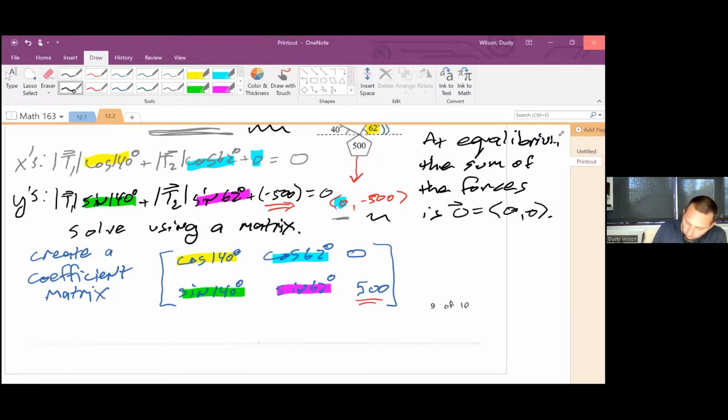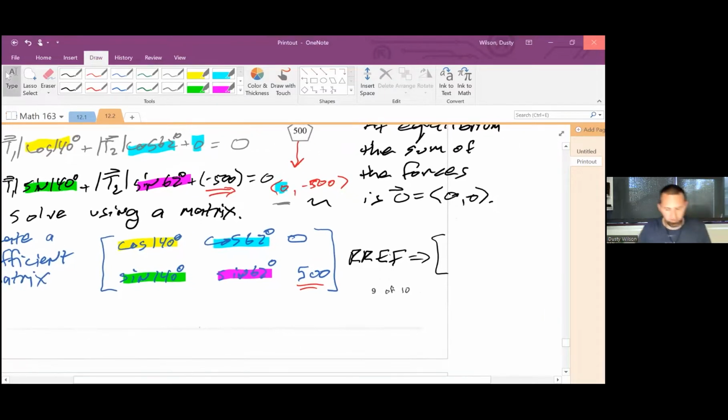And then we're going to use the RREF command on our calculator. And let's see what we get. So I'm going to just take a moment and put this in the calculator. So I have a 2 by 3 matrix and cosine of 140 degrees and cosine 62 degrees, 0, and the sine of 140 degrees and the sine of 62 degrees, 500.